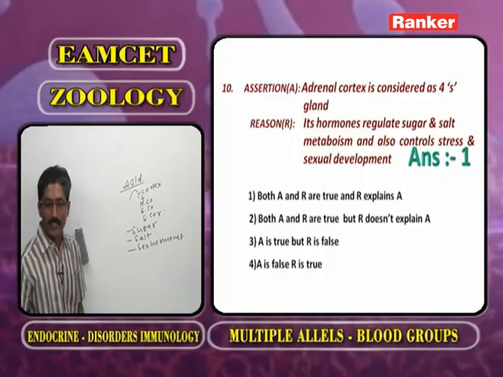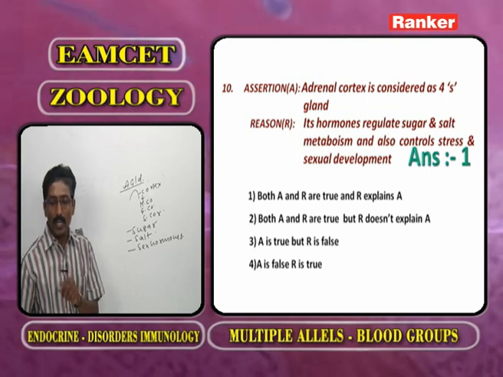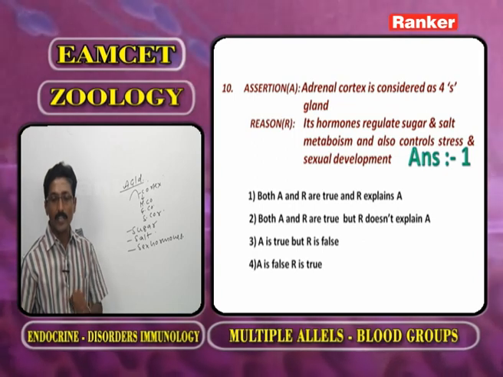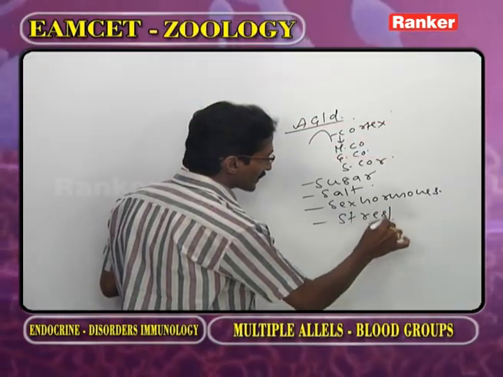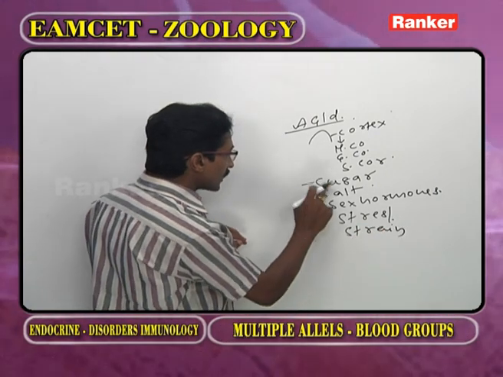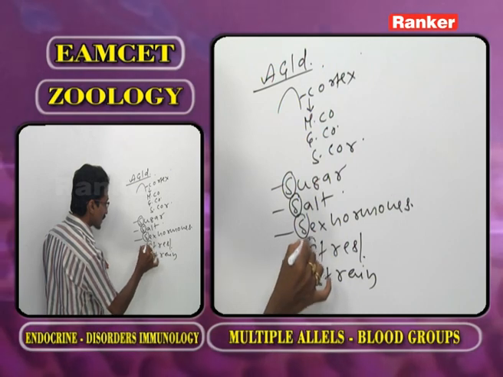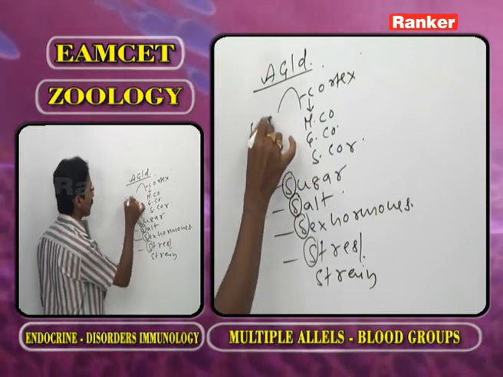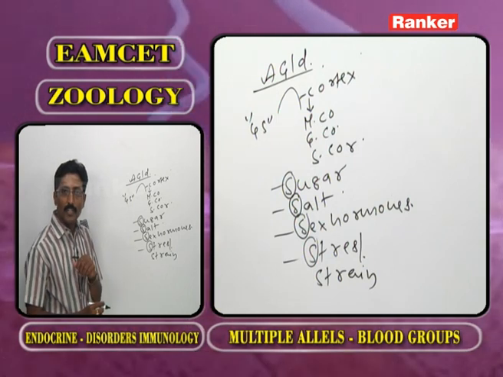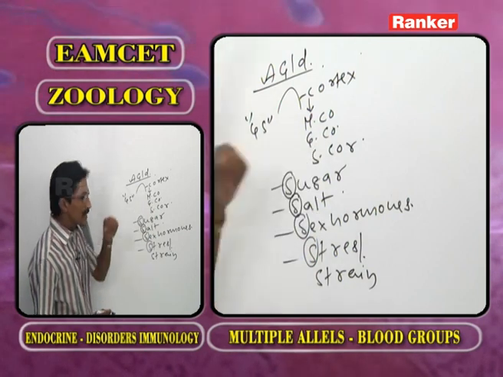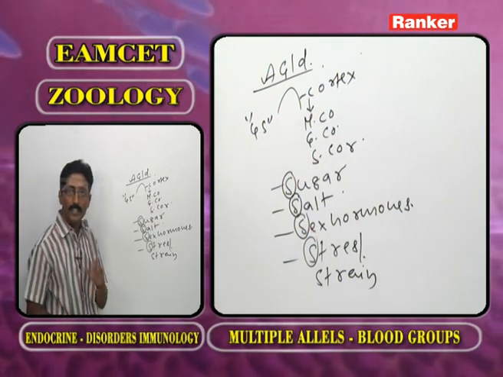Now as we observe the assertion, adrenal cortex is considered as the 4S gland because its hormones regulate sugar levels, salt levels, and also control the stress and sexual development. Now this one we call the stress or strain. Now you have to observe, sugar the first letter is S, salt first letter is S, sex hormone first letter is S, stress or strain the first letter is S. Now it is called the 4S because the cortex secretes mineralocorticoids. What is the example for the mineralocorticoids? That is aldosterone. What are the examples for the glucocorticoids? Cortisol, cortisone, corticosterone. And the sex corticoids. What are the sex hormones?